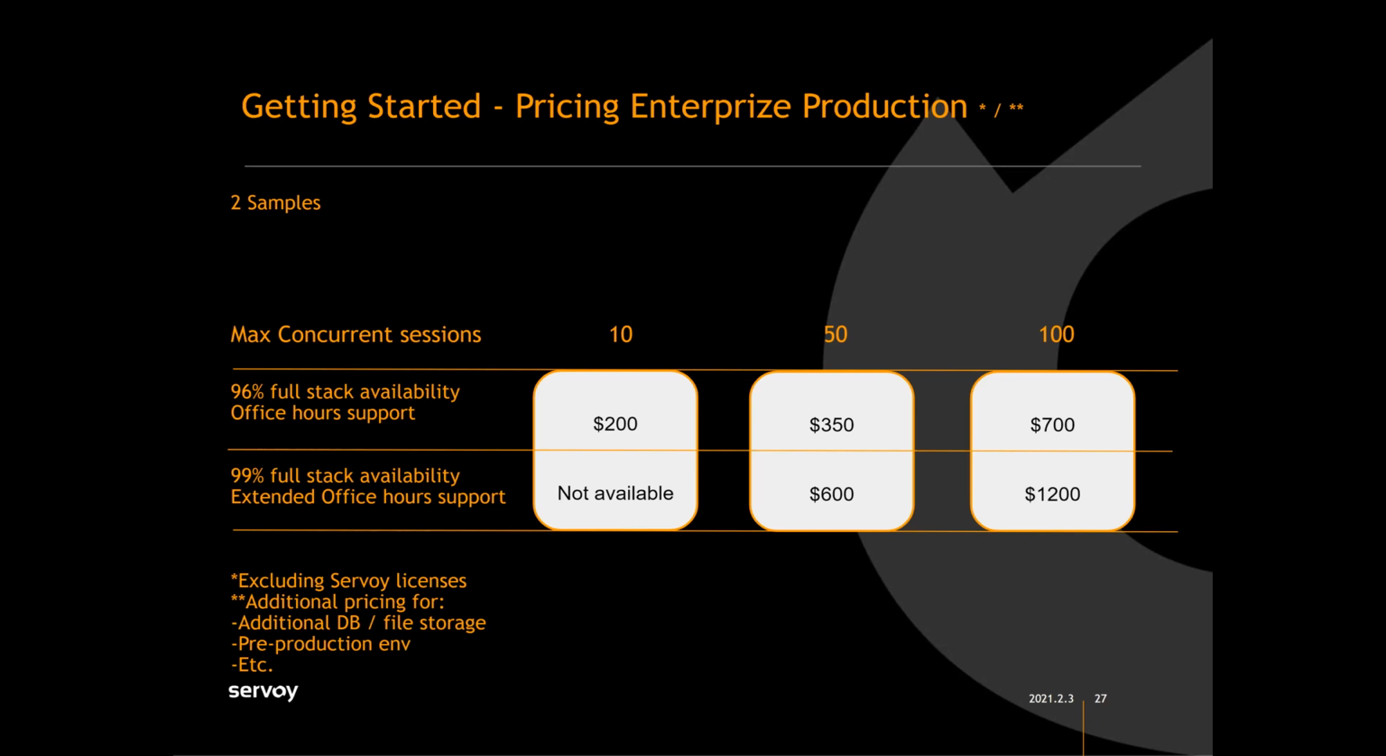These prices are excluding licenses. So we have our enterprise license model, and we have add-ons. In the pricing, there is of course some file and database storage included, but some people just need more than our average numbers. You can additionally buy more database storage or file storage. You can buy more environments, pre-production environments. So there's a bunch of add-ons you can buy, but I guess the sales guys from Servoy will tell you all those prices.